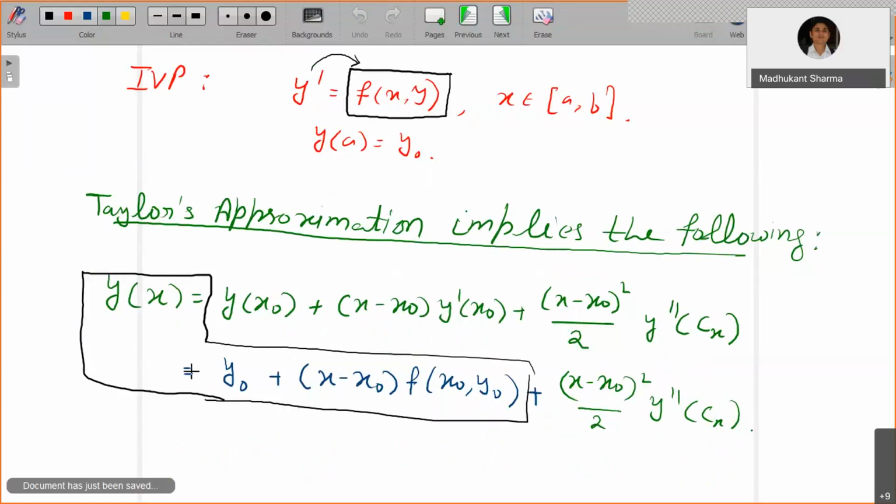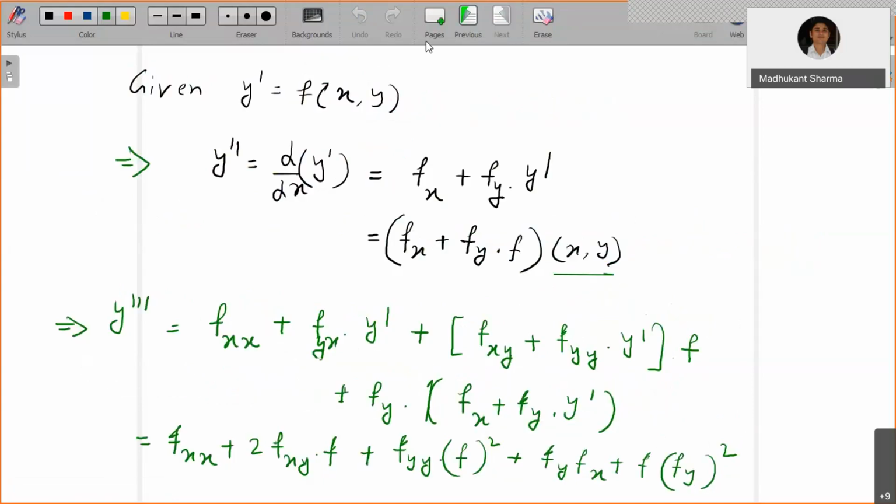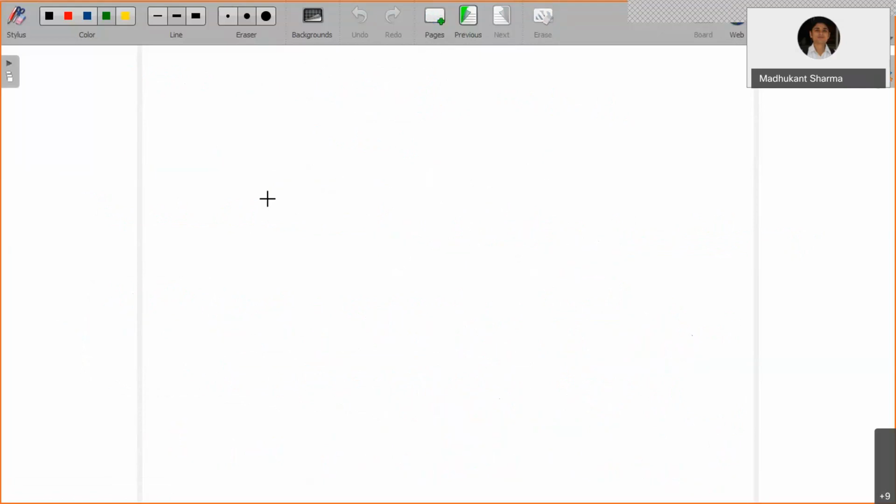Now we are saying that, so what will be the approximation now? From there, y at x is approximated by y at x naught plus x minus x naught times f at x naught comma y naught. Y dash at x naught can be replaced by f at x naught comma y naught, and we can replace y at x naught by y naught as well. Okay, that we can use as a notation.